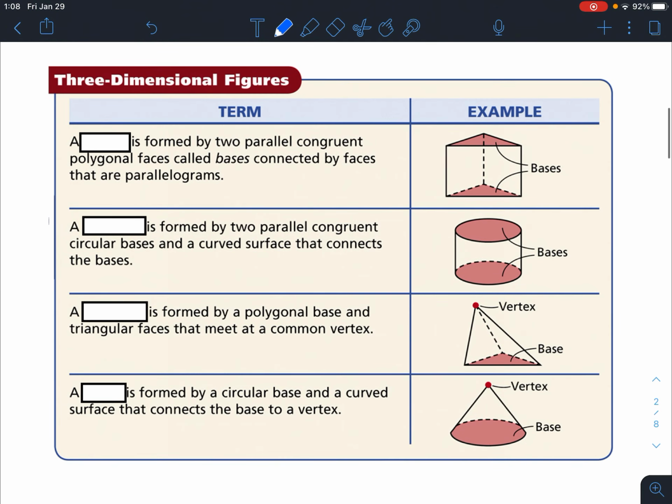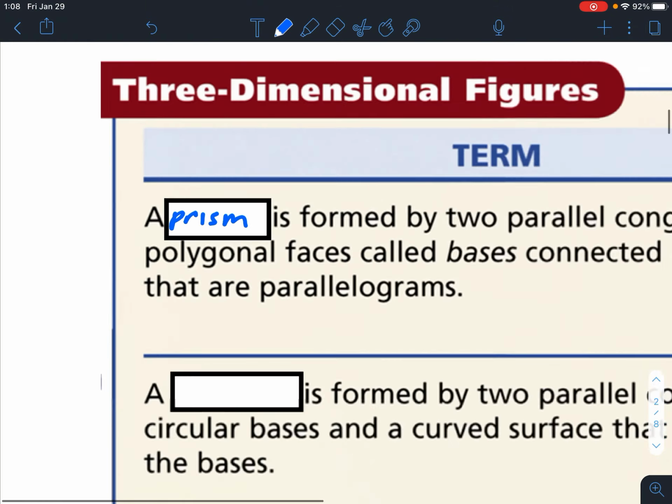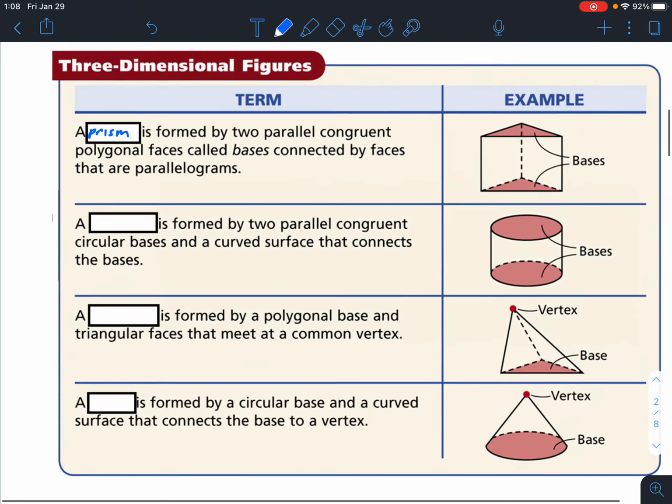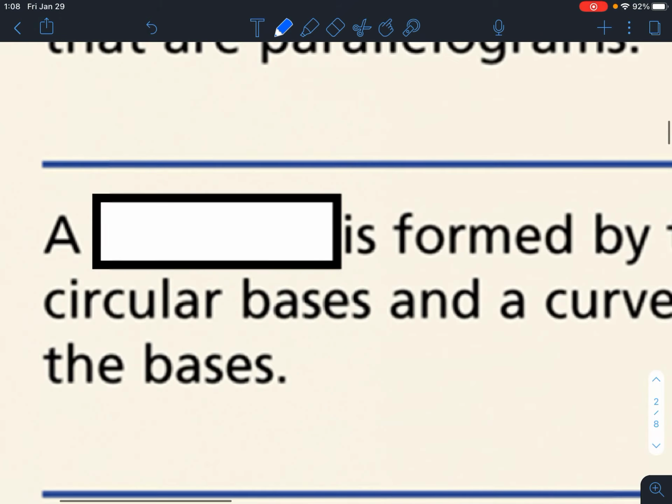Here are some basic three-dimensional figures that you must be able to recognize fairly quickly. Okay, the first one has 2 parallel congruent faces called bases connected by parallelograms. This is called a prism, P-R-I-S-M. The next one is 2 parallel congruent circular bases and the curved surface that connects the bases. So this is kind of like a circular prism, which has its own special name, a cylinder.